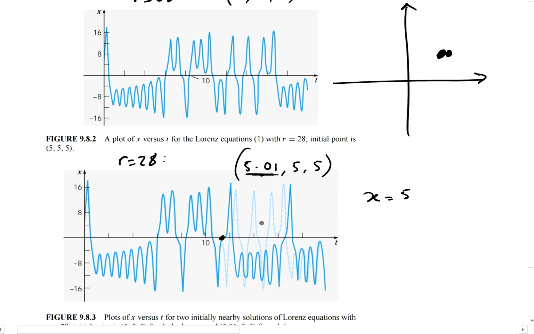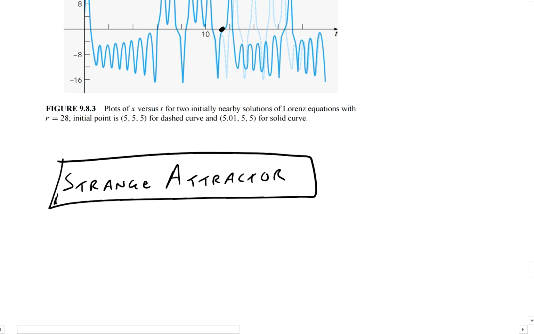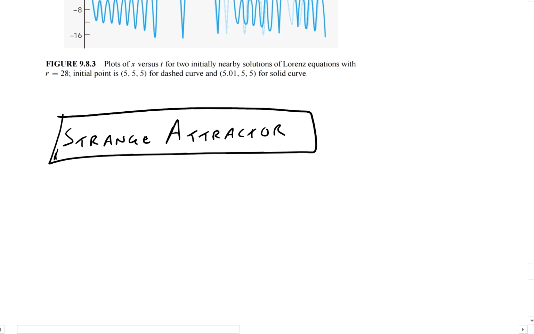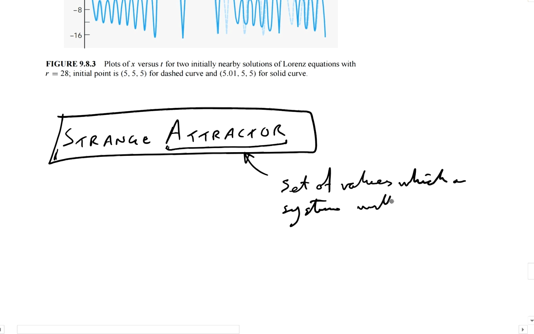Okay. So now I'm going to come on to this thing called a strange attractor. Now it kind of makes sense if we look at the two words individually. Attractor does make sense in this context. If you're attracted to something, it means you're drawn into it. So an attractor is just a set of values which a system will tend towards. If a system is attracted to a set of values, we call that an attractor.